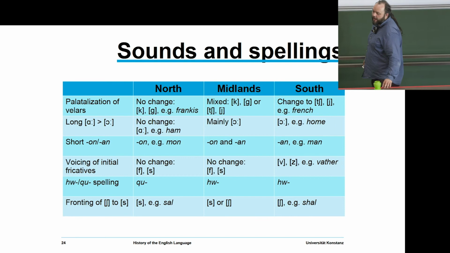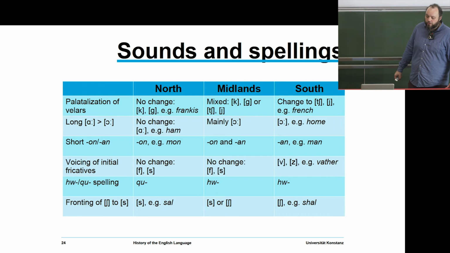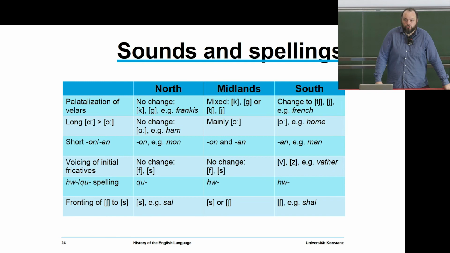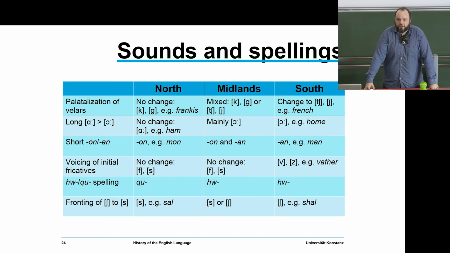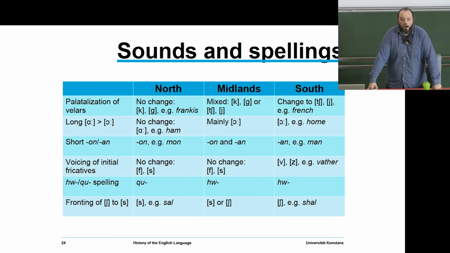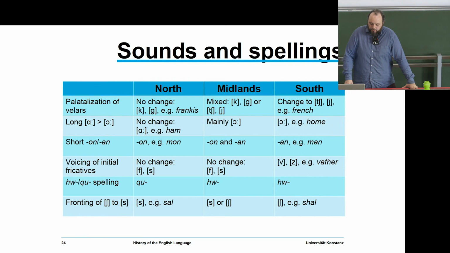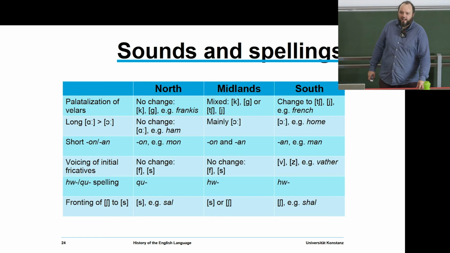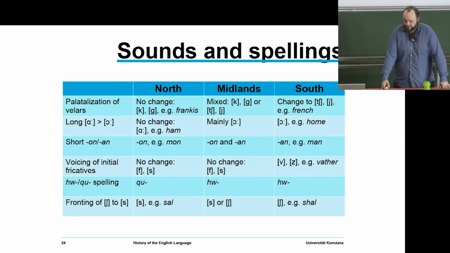In terms of long A becoming O, we see this not happen in the north. So the word home is home in the south, or something like home, and in the north it would be ham still. And the same with a word like two. In the south it would be two, in the north it would be twa. And in the Midlands in this respect mainly behave like the south. Short a and o behave the other way around. So the word man, for instance, is man in the south, but in the north it is mon. And in the Midlands you get a mixture of the two.